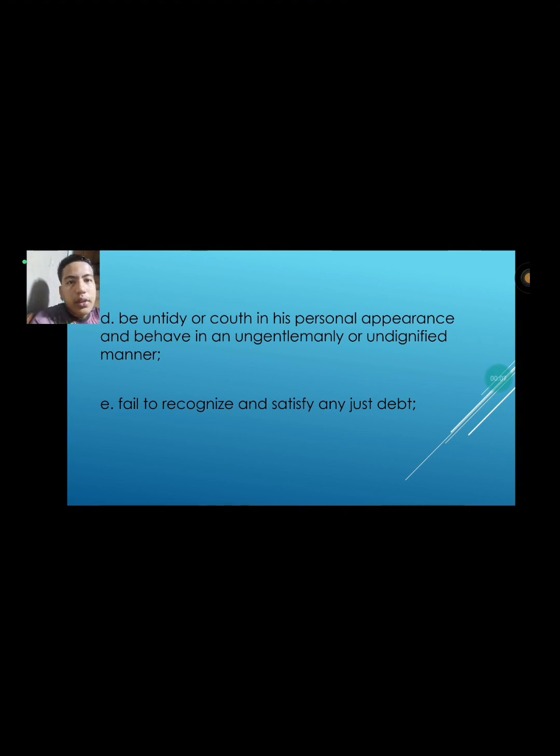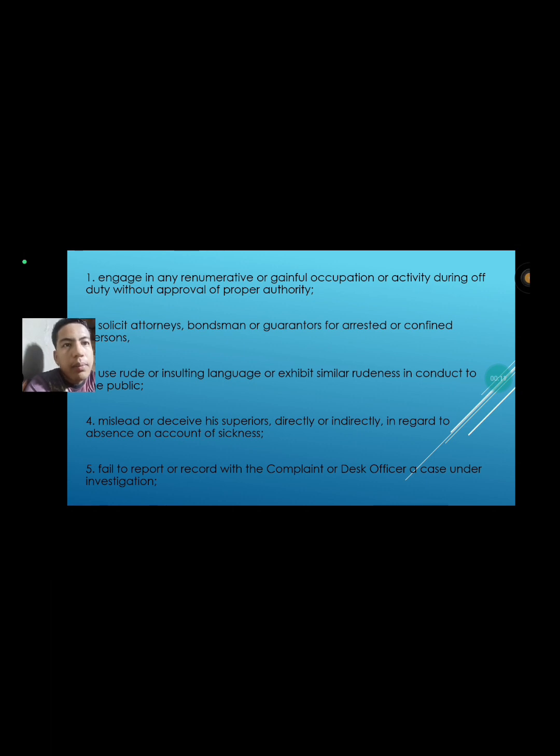So, these are the following. First is engage in any remunerative or gainful occupation or activity during off-duty without approval of proper authority. So dapat kailangan mong magpaalam doon sa mga otoridad, kumbaga sa higher ranks mo, kung mag-engage ka sa any remunerative or gainful occupation or activity during off duty, kagaya sa halimbawa may party ganyan. Bago ka mag-engage dun sa mga ganun, dapat magpaalam ka muna dun sa mga proper authority, which is your seniors, yung superiors, and other high-ranking officials.